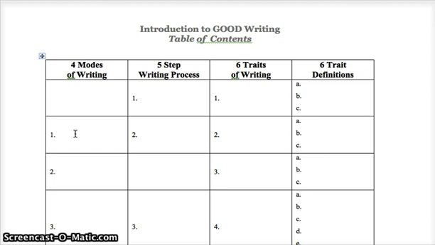Okay, so let's go ahead and get started with the 4 modes of writing. Modes is a French word. It means style. So we're going to talk about the 4 different styles of writing that are out there. And the first style we're going to talk about is called expository. And this is the writing that you probably most associate with academics. Expository writing basically means that you are explaining something. You are giving information and only information.